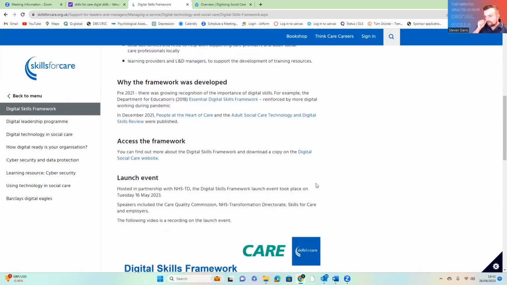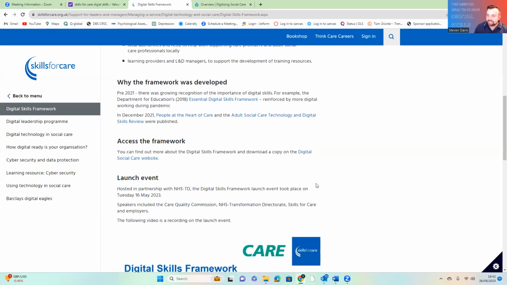So why was the framework developed? So pre-2021, there was a growing area and a complete recognition of the importance of digital skills. And this was identified within the Department of Education in 2018, and they came up with the Essential Digital Skills Framework. This was reinforced by more digital working during the pandemic. And I think the pandemic truly gave birth to a new era of digital working. The problem is after it, we've kind of gone back to our old ways. So in December 2021, People at the Heart of Care and the Adult Social Care Technology and Digital Skills Review was published.